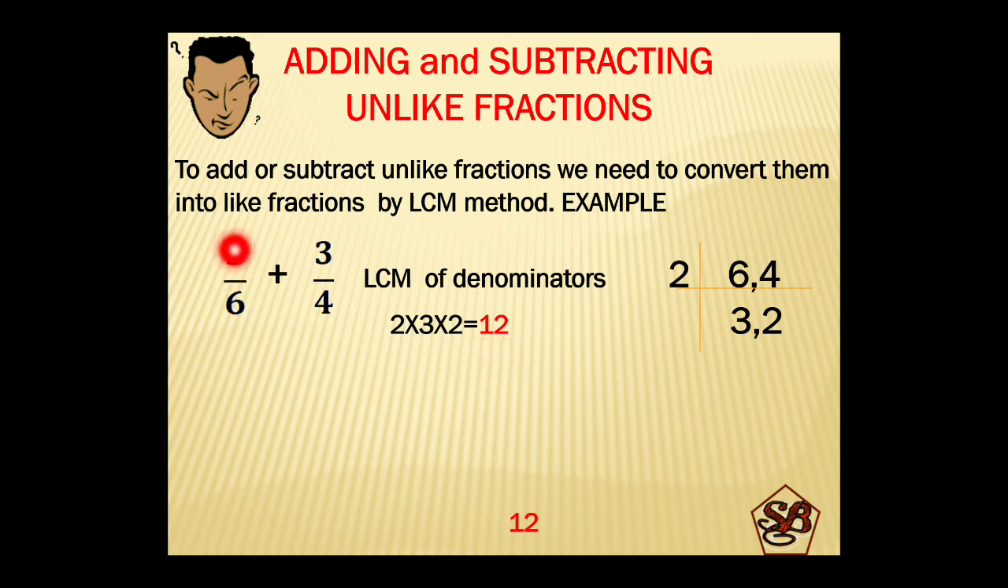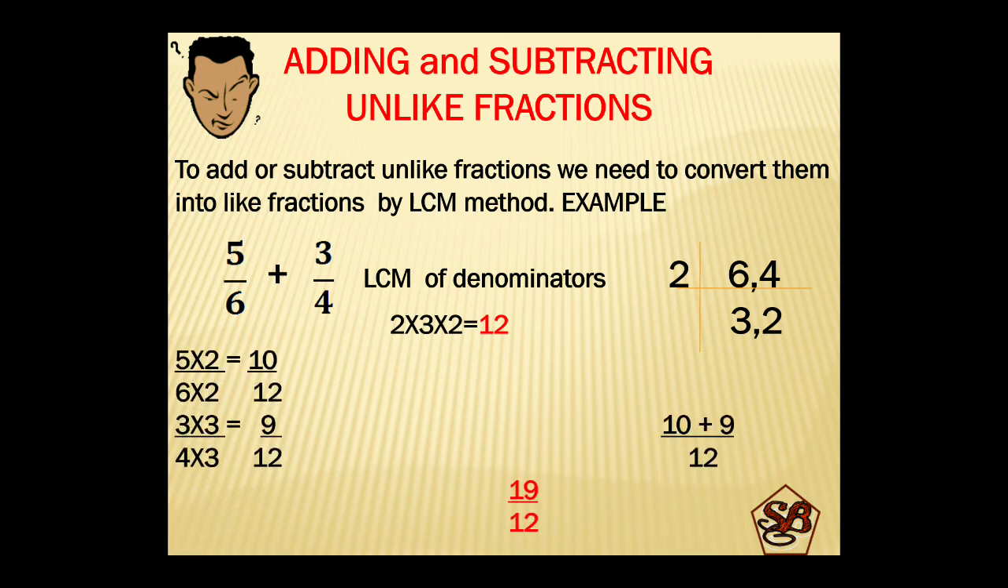Now we have to convert these fractions into like fractions by converting their denominator into 12. The LCM will become the denominator of both the fractions. So we have to find an equivalent fraction to these with the denominator as 12. 5 by 6. So 6 multiplied by 2 will give us 12. As we are multiplying the denominator by 2, we will multiply the numerator also by 2. 5 2s are 10. So we got the fraction 10 by 12.